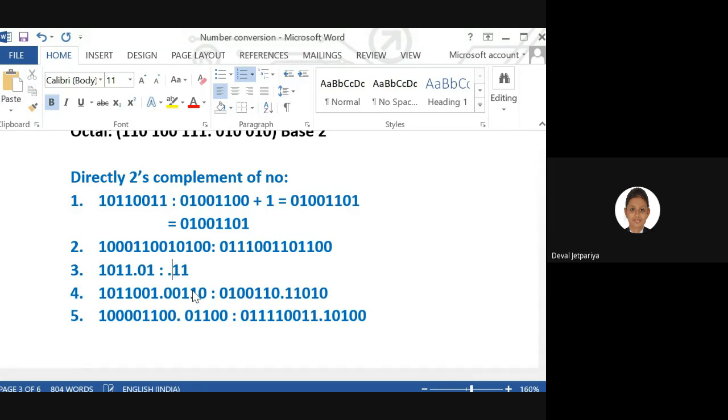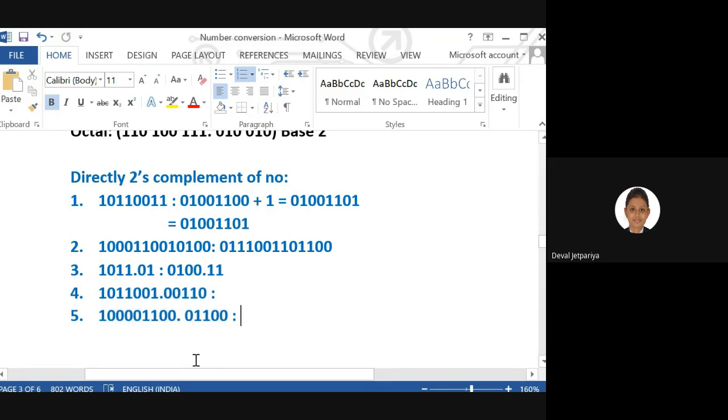So 0 becomes 1, and before that two 0s, before that 1, and before that 0. So everyone getting each variable? Yes or no? Yes, ma'am. Okay. So try to solve these two examples on your own and let me know what answer you are getting each time.